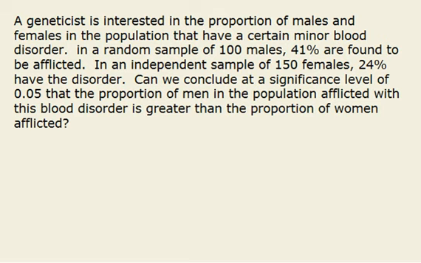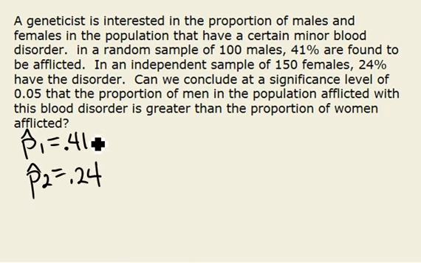Okay, to start with, we have a couple sample proportions already given to us. Let's let group 1 be males. So we have a proportion of 41% or a p-hat 1 of 0.41. And for the females, we have 24%, so p2 hat is 0.24. When you're doing a hypothesis test for proportions, you also need the common p-hat.